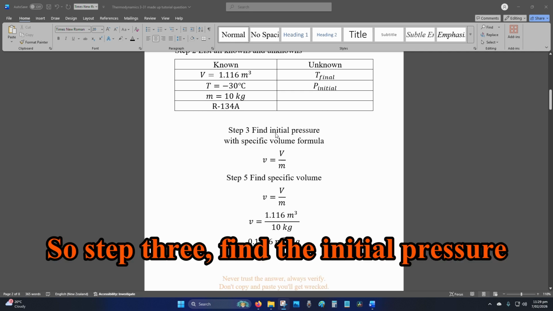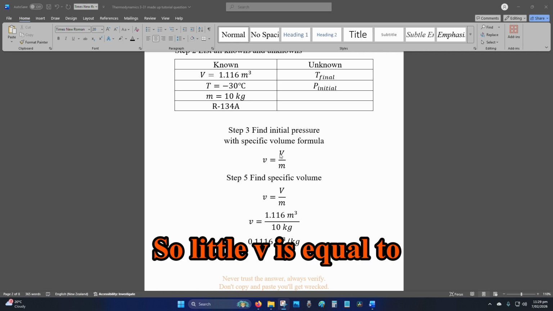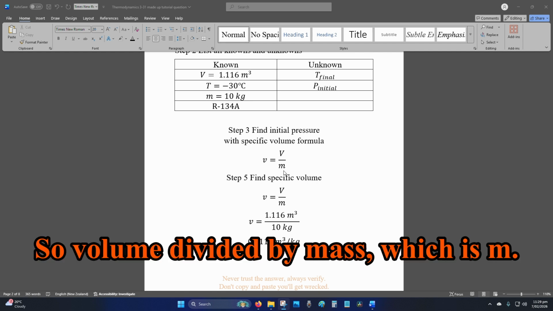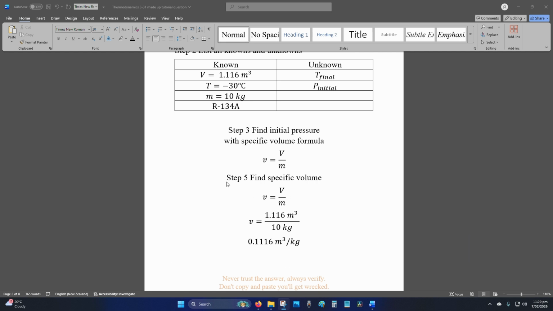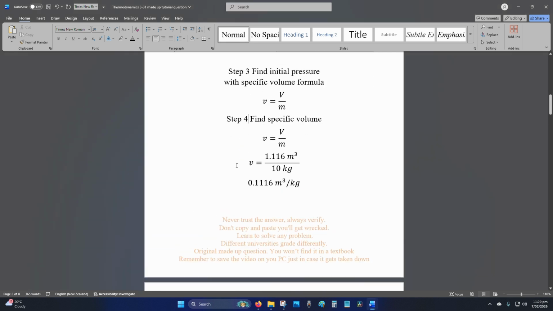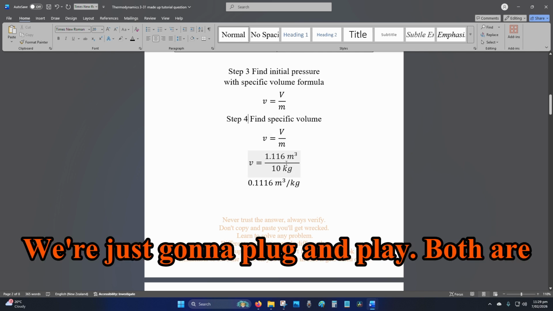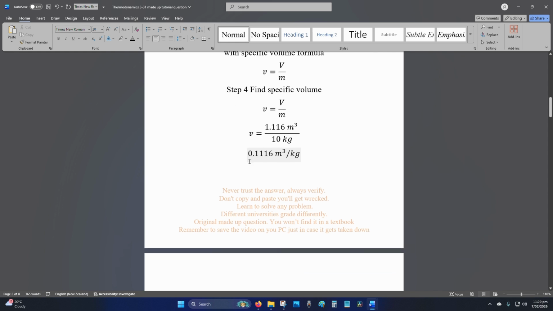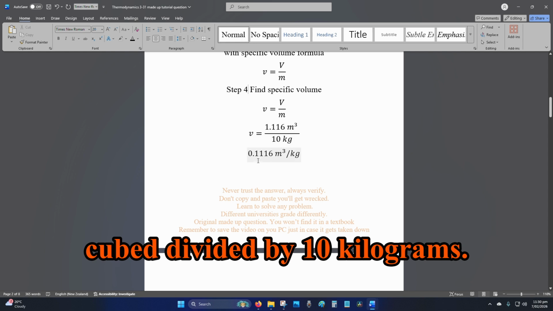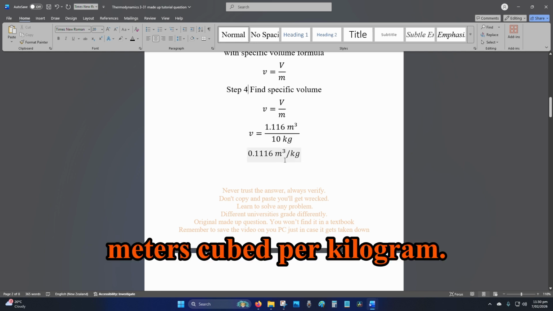Step 3, find the initial pressure with the specific volume formula. Little v is equal to capital V divided by mass m. Step 4, find the specific volume. We're just going to plug and play, as both are given in the question. That is 1.116 meters cubed divided by 10 kilograms, so it becomes 0.1116 meters cubed per kilogram.